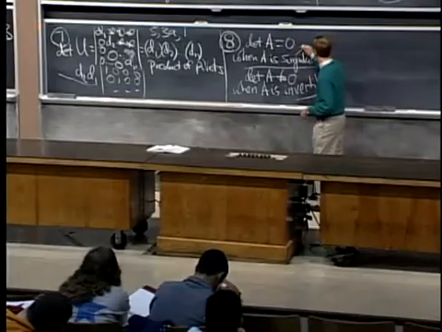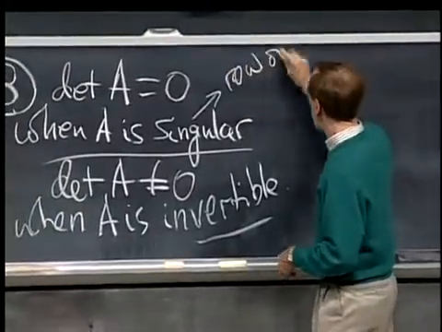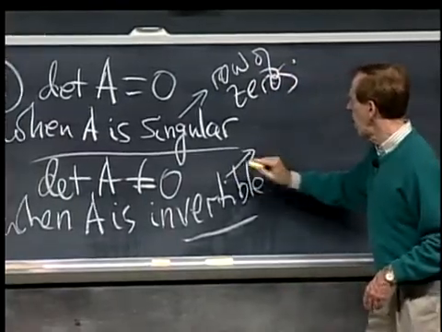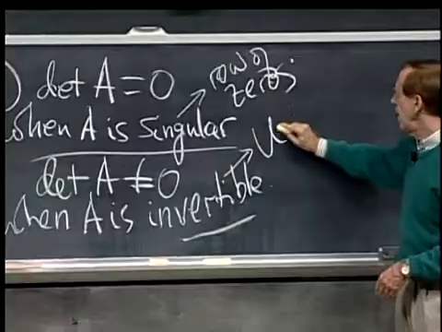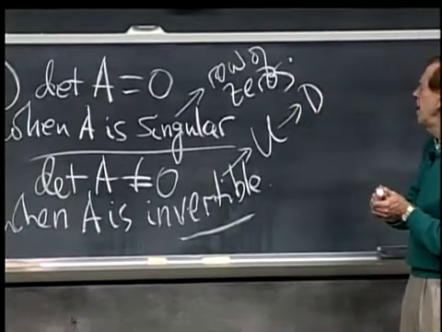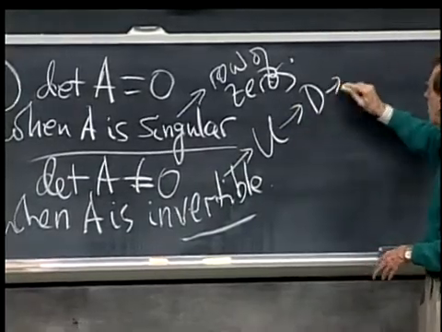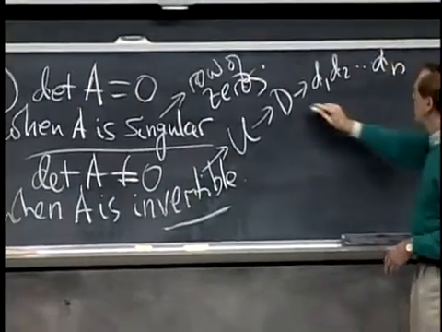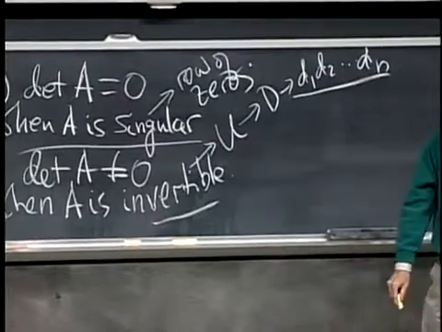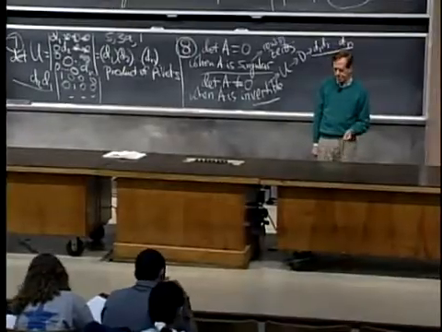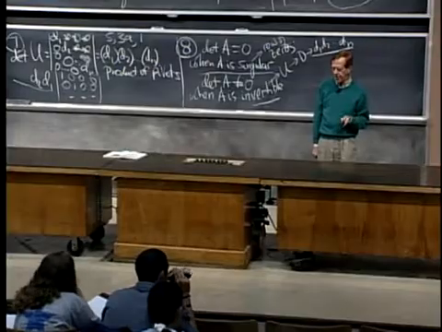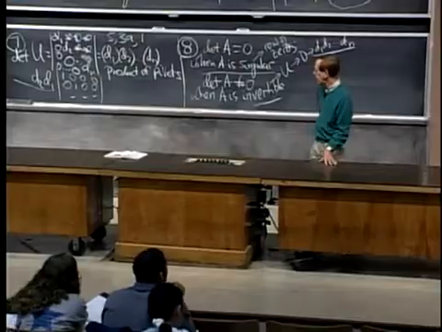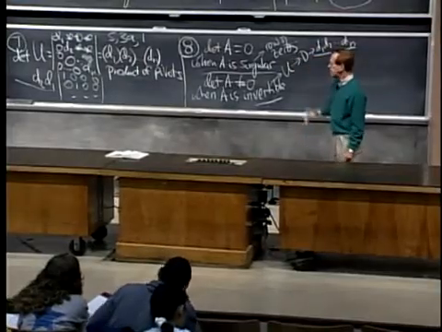If it's singular, I go to a row of zeros. If it's invertible, I go to U, and then to the diagonal D, and then to D1, D2, up to Dn as the formula. So we have a formula now. We have a formula for the determinant, and it's actually a very much more practical formula than the AD minus BC formula.